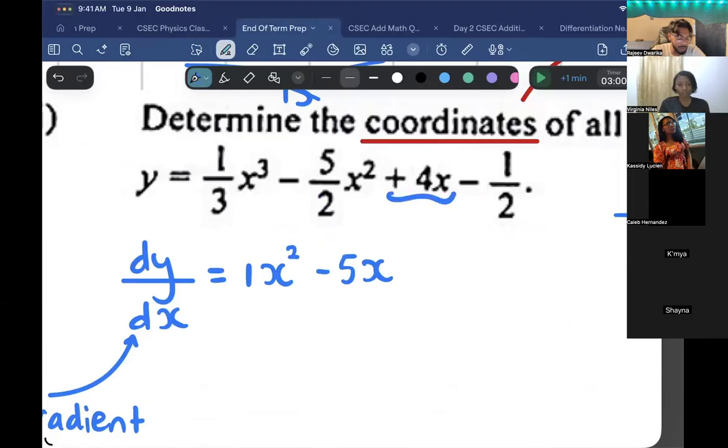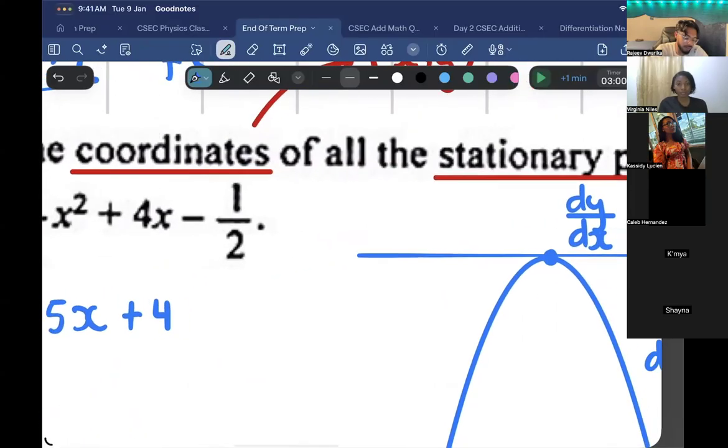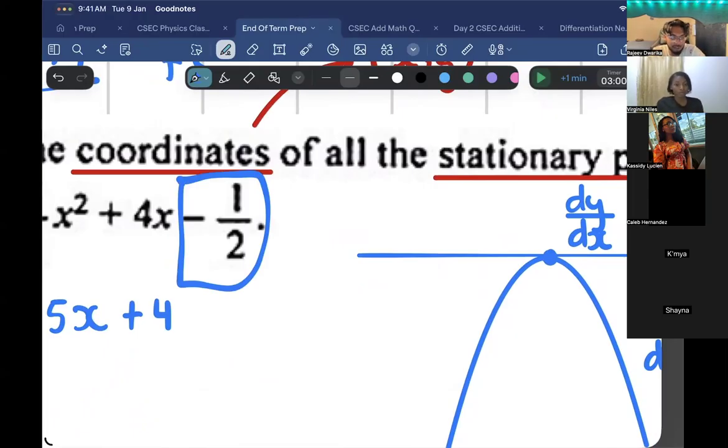Guys, when I differentiate 4x, what would I get? Just 4. If I differentiate 4x, I'll just get 4. And I have a question for you all. We have minus a half here. Does minus a half ever change? No. So what do you think the gradient for minus a half is? What would the rate of change be? It's constant, so it's 0. That's why when you differentiate a constant, it's 0, because it's not changing. The rate of change is 0. It will always be minus a half.